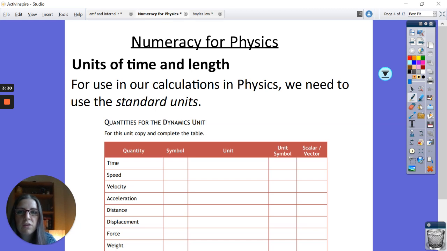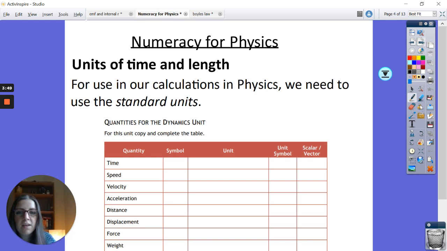Okay, next I want to look at units of time and length. So for our calculations in physics, we need to use the standard units. You should have a compendium if you're doing National 5 Physics, and in your compendium you'll see a table like this. And this is space for you to mark in the units as you go along. So this one is taken from the dynamics section.